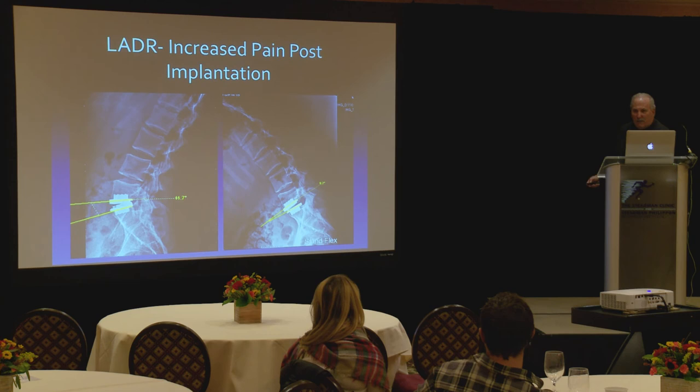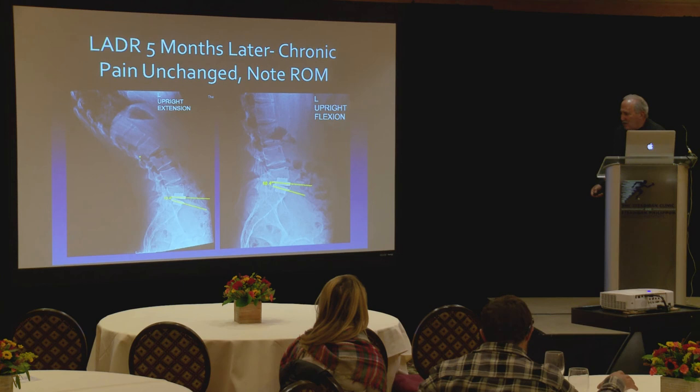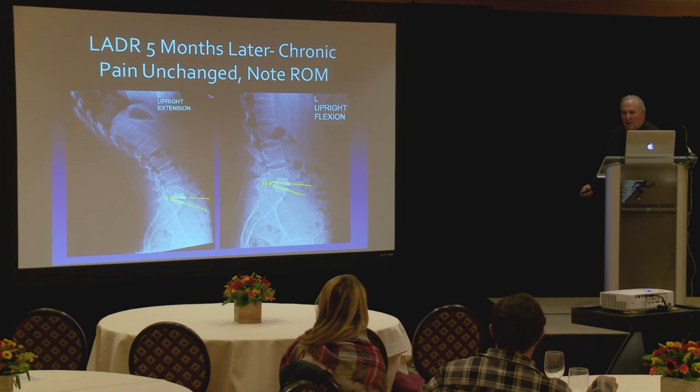So, this guy is now 5 months later, chronic pain unchanged. Look at his range of motion now. It's almost zero, right? He's flexing and he's extending, and here's 13 degrees and about 11 degrees. So his disc, because it was put in too tight, has gone on to fibrose, and what does he have? He has now back pain with no better range of motion than he had before.